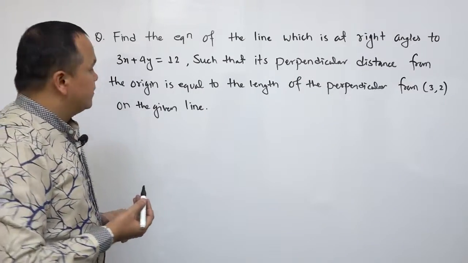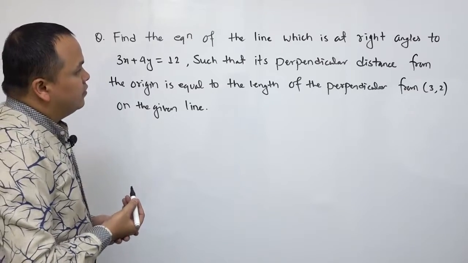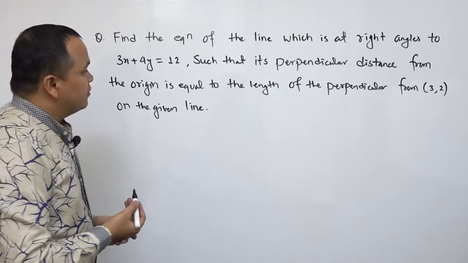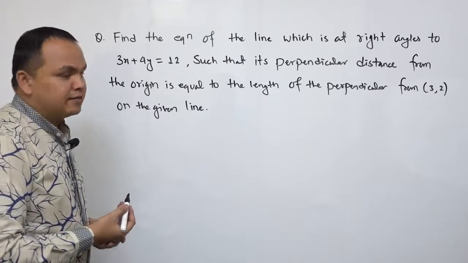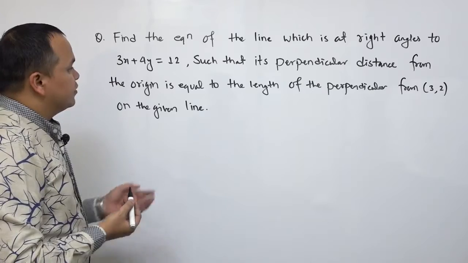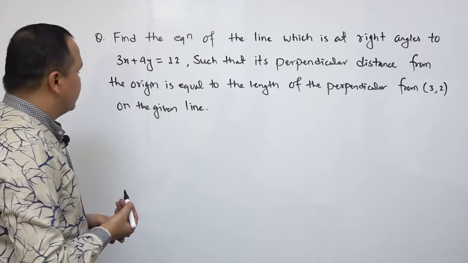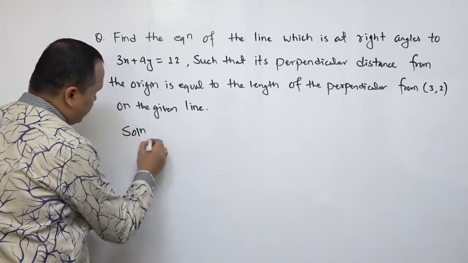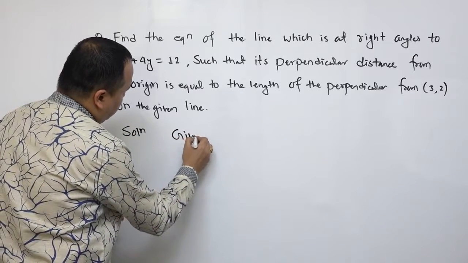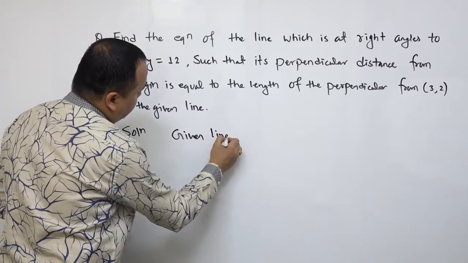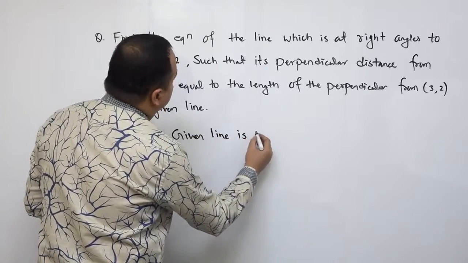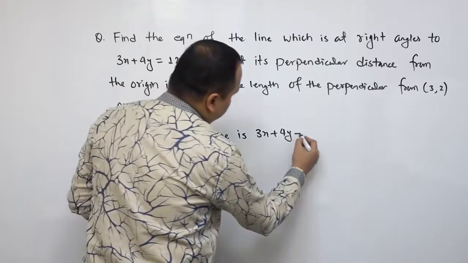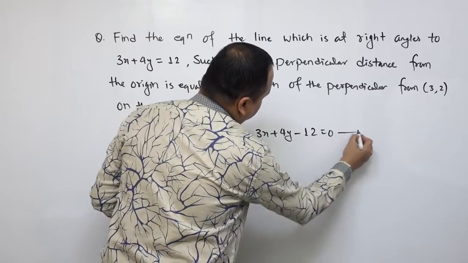Now we take another example. Find the equation of the line which is at right angles to 3x plus 4y is equal to 12 such that its perpendicular distance from the origin is equal to the length of the perpendicular from (3, 2) on the given line. The solution. Given line is 3x plus 4y minus 12 is equal to 0, equation I.